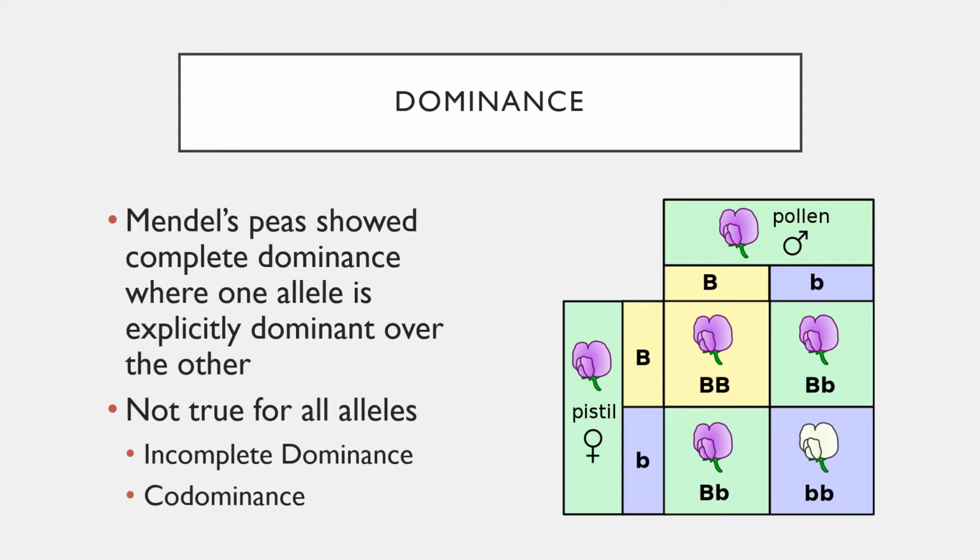Mendel had this idea of complete dominance, where one allele is explicitly dominant over the other. The capital allele will always overpower the lowercase allele. But that's not true in the real world. You'll have two particular instances where this does not follow the idea of complete dominance.